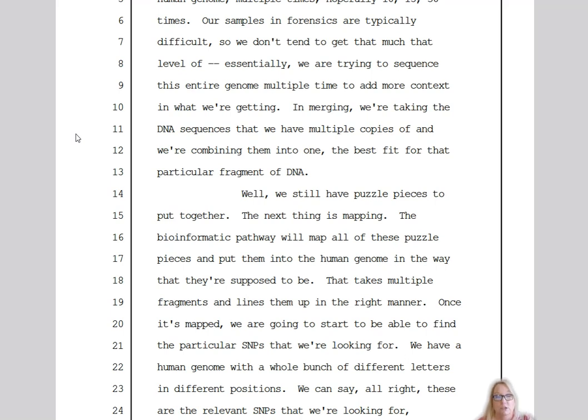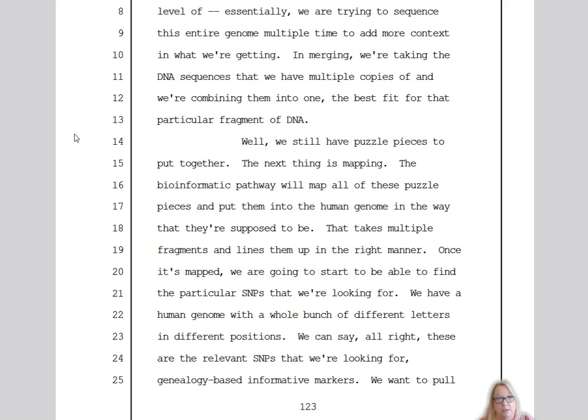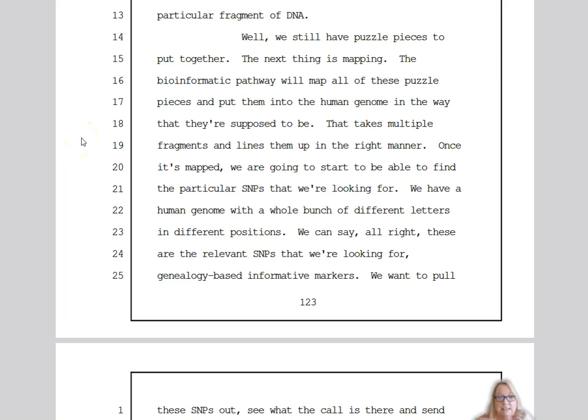Okay? They're searching for the best fit, all the red ones. Which one fits, right? Because it's round, and what is that, concave, right? The piece has to fit in there. So he says, well, we still have puzzle pieces to put together.